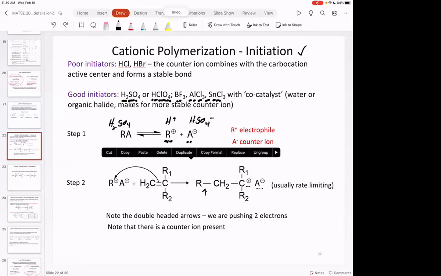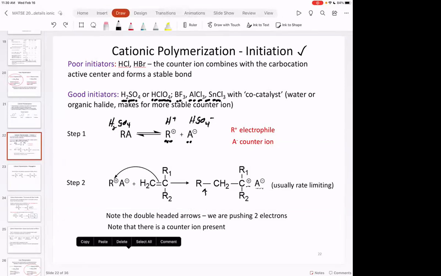Remember, this is 2 electrons. So I push 2 electrons over, I form a covalent bond with my initiator fragment, and then I have charge compensation. Don't forget that part. If you don't put the A- over by the carbocation and you just let that carbocation sit out there, I'm going to ask you, well, what's compensating that positive charge? You need something.